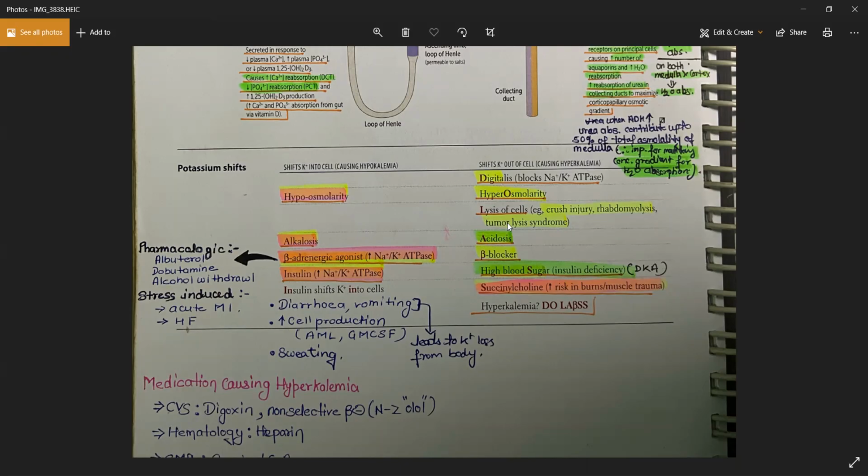Whenever a cell injury occurs, the cell will die and release all the electrolytes and solutes present inside the cell. One of them is, of course, potassium. So a crush injury, rhabdomyolysis, and tumor lysis syndrome all cause lysis of the cell, shifting potassium out of the cell, and you will get hyperkalemia. And remember one more drug that will activate the potassium channels: any skeletal muscle relaxant drug?